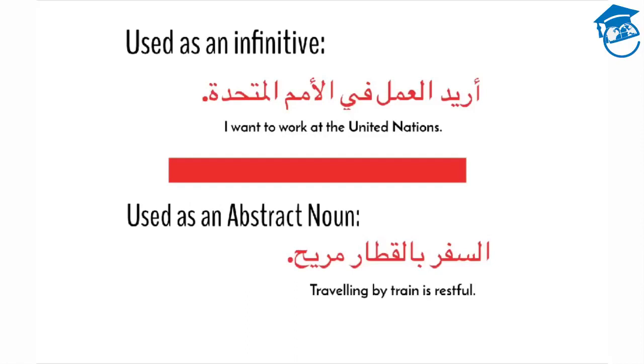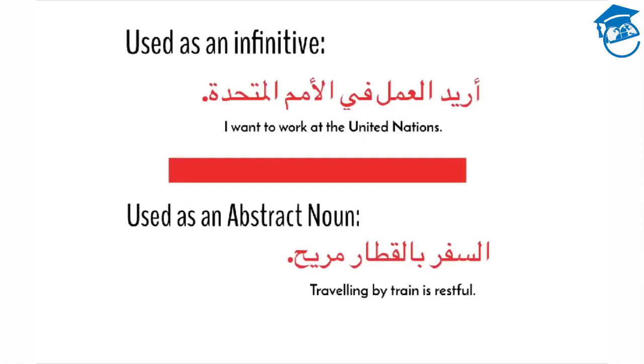First, when it's used as an infinitive. Look at the sentence. أريد العمل في الأمم المتحدة. The sentence أريد العمل في الأمم المتحدة means I want to work at the United Nations. In this example, the verb أريد, I want, is the primary verb of the sentence. العمل is the verbal noun, and it functions as an infinitive. I want to work.